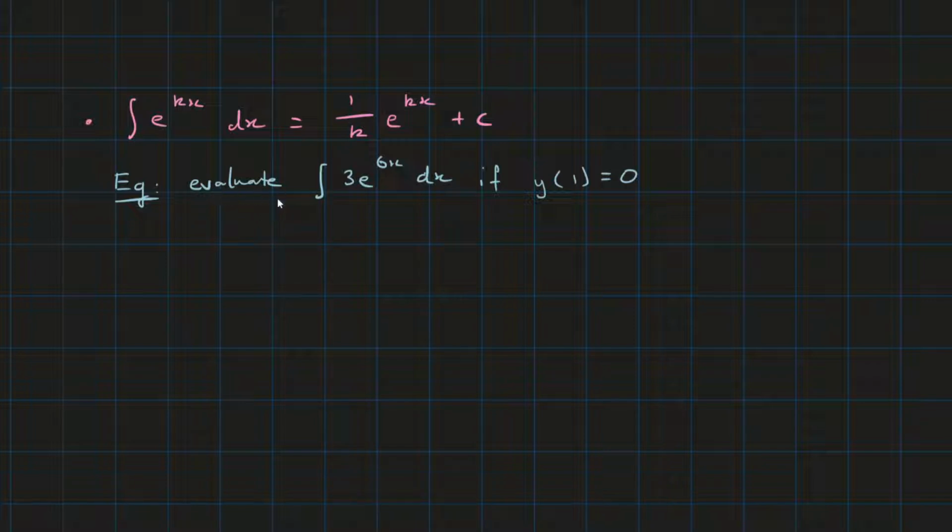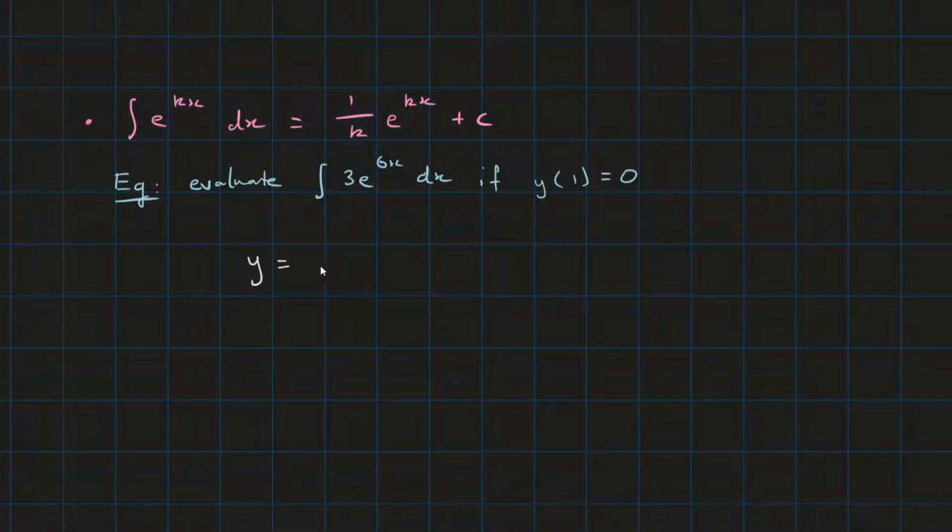So let's evaluate the integral of 3e to the power of 6x dx. And we've got this extra piece of information here that says y of 1 is equal to 0. So we should recall that whenever we get an extra piece of information, most of the time it's going to help us find the c value, or the constant of integration. But first, let's just evaluate the rule, and then we'll just substitute that in later.